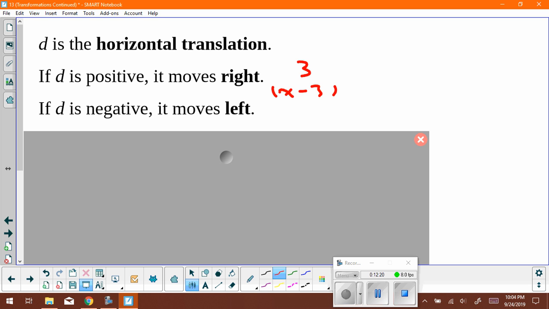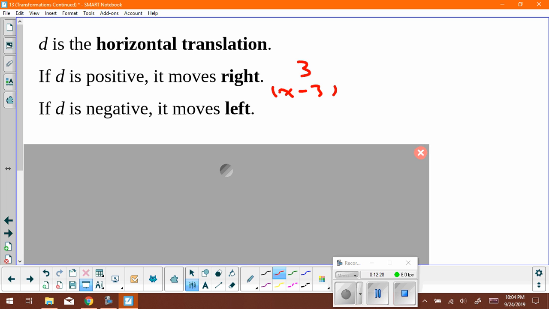And it's counterintuitive, like it is. But my d value is really 3 there. It's a positive number. It moves to the right. If d is negative, it's going to move to the left, because if d is, say, negative 4, in that notation, it's x minus minus 4. So it gets written as x plus 4. It looks like the opposite of what we are expecting.